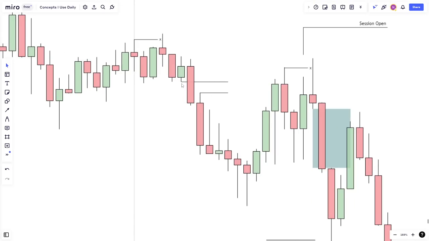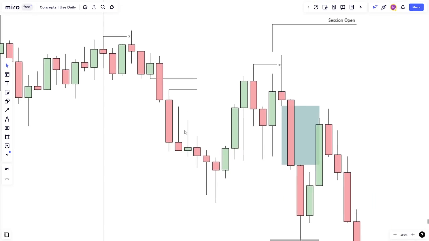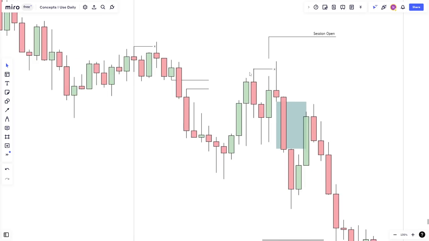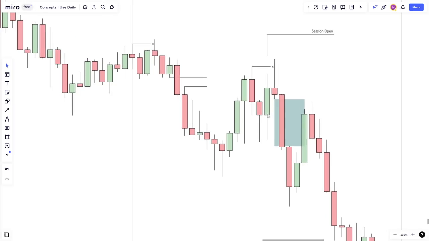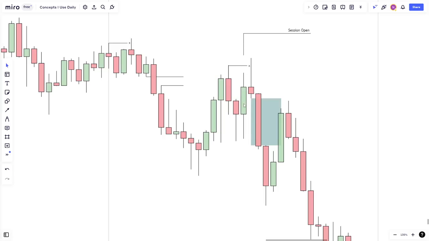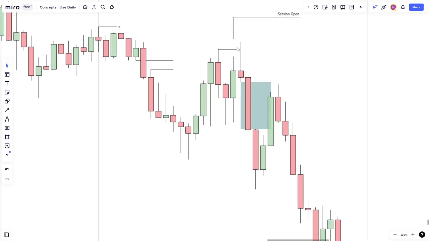Creates a fair value gap as well from this low to this high. Price trades into it, creates a high, starts going lower, takes the high. We have the market open here, session opens right on this candle, starts trading aggressively higher, takes bites of liquidity, aggressively lower, creation of a fair value gap, market shift, displacement. That's literally all that we look for from the higher time frames, of course.